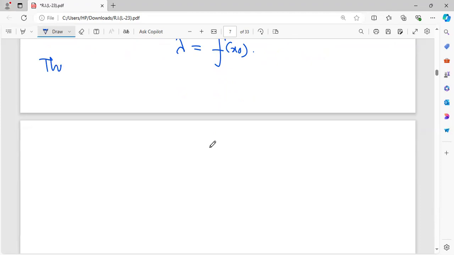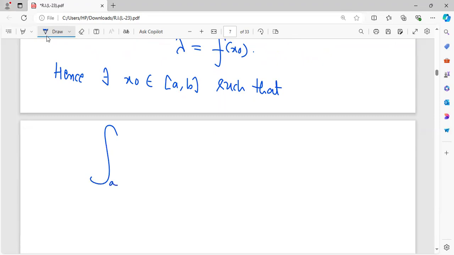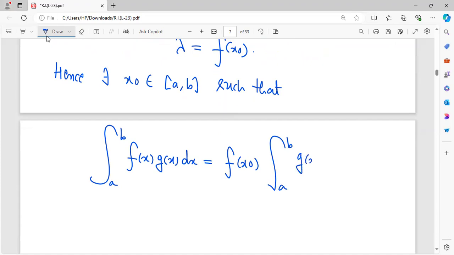hence there exists x0 belongs to closed interval [a, b] such that the integral from a to b of f(x)g(x) dx is equal to f(x0) times the integral from a to b of g(x) dx. So this is the proof. Okay.